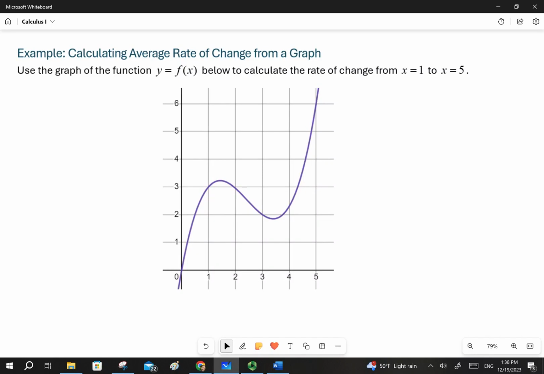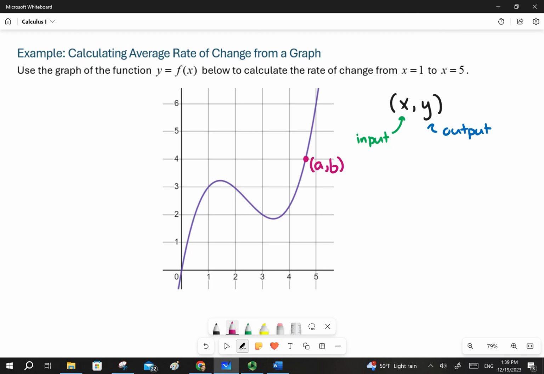Use the graph of the function y equals f of x below to calculate the rate of change from x equals 1 to x equals 5. To find the average rate of change from x equals 1 to x equals 5, we need to know the value of the function for those inputs. When looking at the graph of a function f, the y-coordinates are the outputs and the x-coordinates are the inputs.